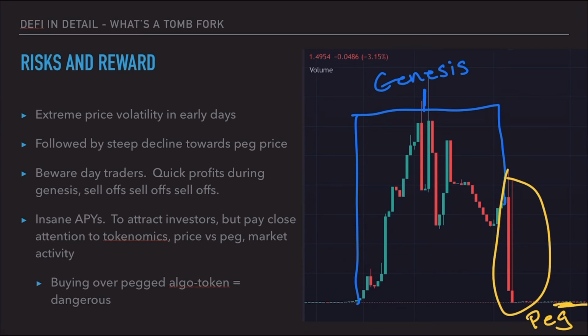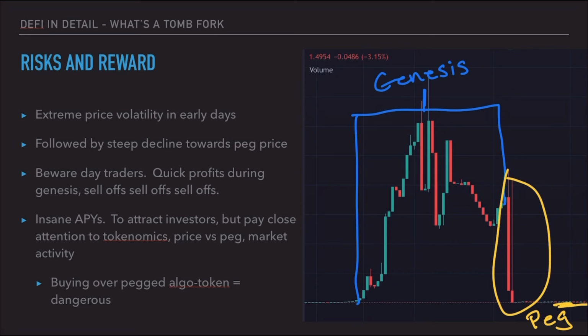Now, you will also see absolutely insane APYs in the early days of these tomb forks, and it's to attract investors. But you have to pay close attention to the tokenomics, like I discussed earlier, to the price of that algo token versus the peg and the market activity. These are all things that you need to take into account before you make any decisions about what you're going to do with your money here. And there it is again, like I said, buying an overpegged algo token is super, super dangerous.